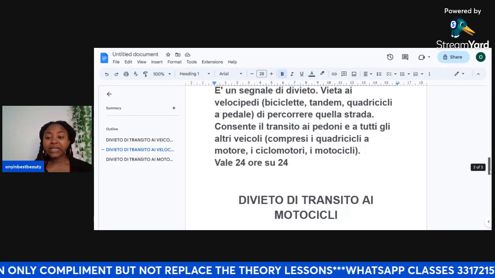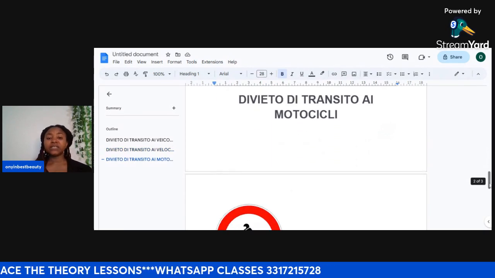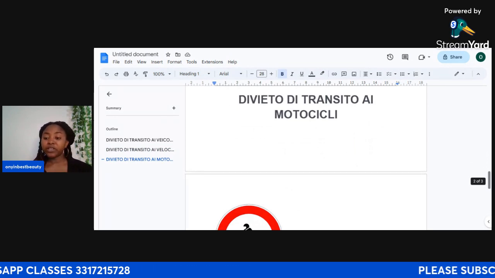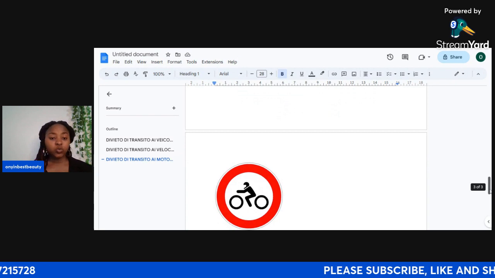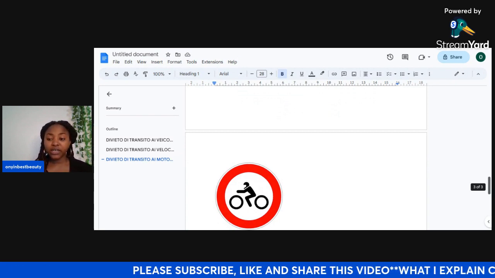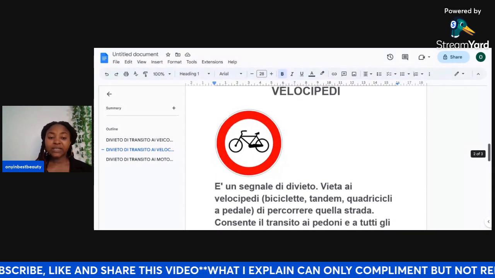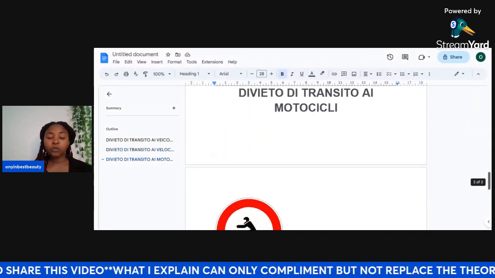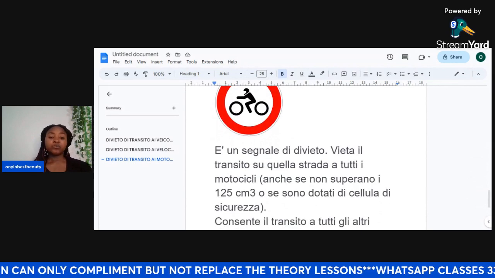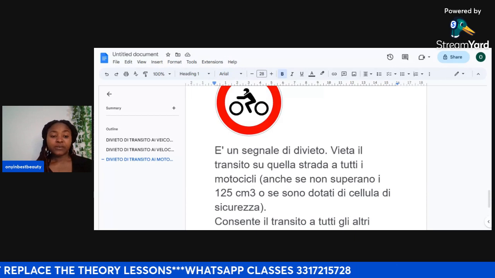The last we're going to be seeing in this video is Divieto di Transito ai Motocicli. Now, this is divieto, it's forbidden for motocicli. Now, you see the difference between these two pictures. When you see this one, it is for motorcycle. This picture is referring to motorcycle, while this one is referring to bicycle. It is very simple, guys. Try to know what picture is being drawn inside of it, and you're going to get it right.